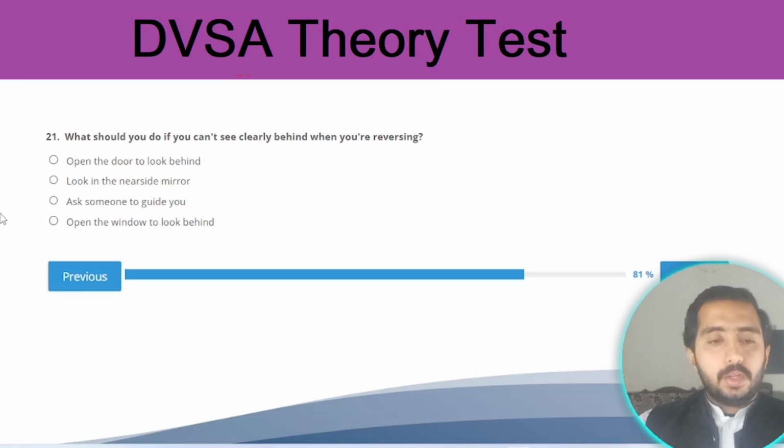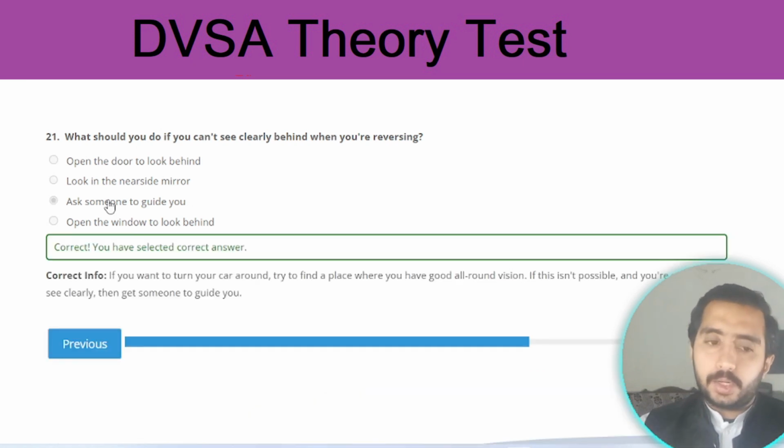Next question, question number 21. What should you do if you can't see clearly behind when you are reversing? The correct option is ask someone to guide you. Don't take this risk and ask someone to guide you for reversing your vehicle. Option C is the correct option.